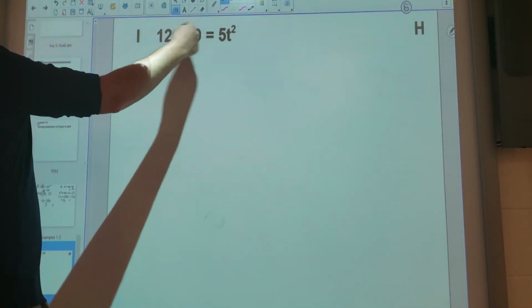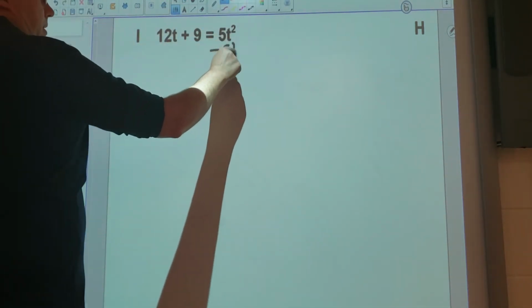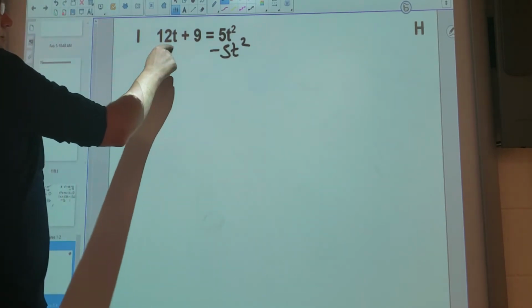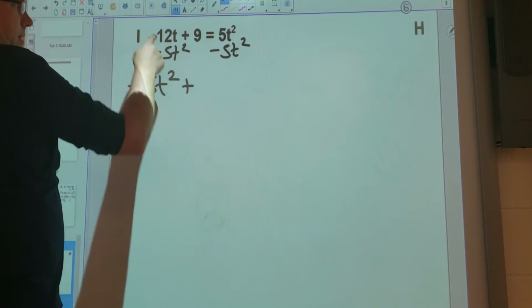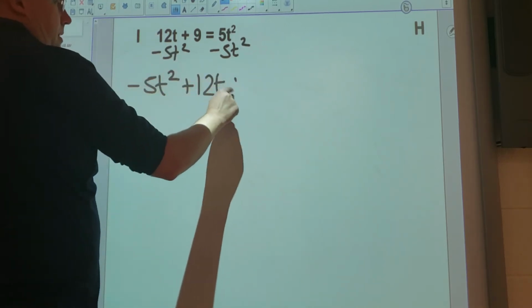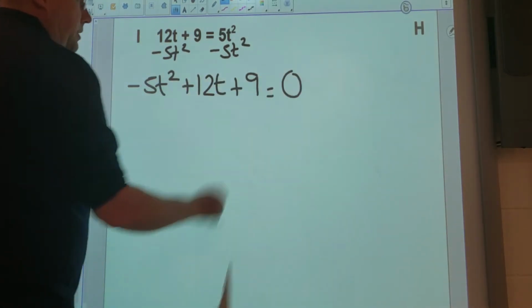So people want to move this 5t squared to the side, which is perfectly okay. You can definitely do that. And then I get negative 5t squared, plus 12t plus 9 equals 0.